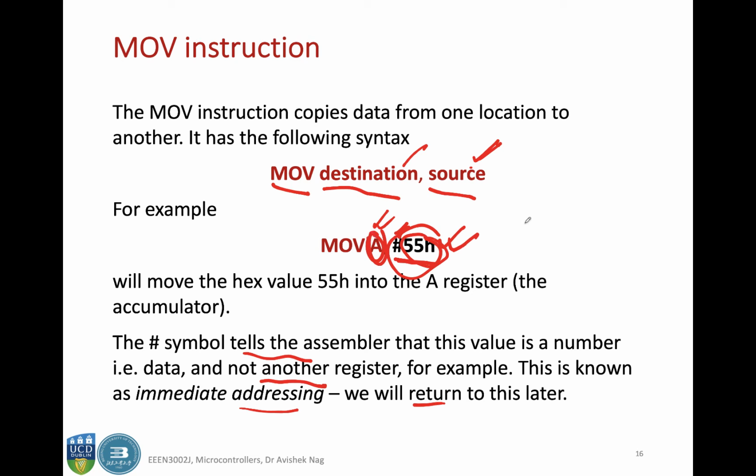You can write move, let's say A, and then let's say R0. So in this case you are moving the contents of R0 to A, but in this case you are moving directly a number which is 55 in hex to A. And to denote that we use this symbol here.